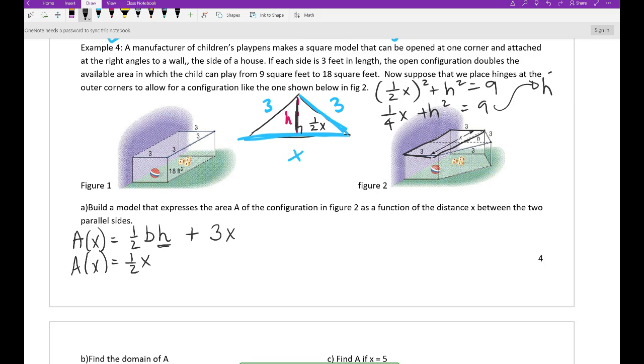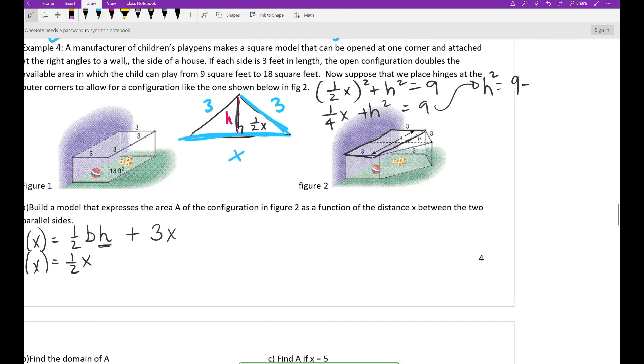So now h squared equals 9, take away 1/4 x squared. I meant x squared. 1/4 x squared. Can I take the square root? Do you want to find common denominator first or square root first? Square root first. Now h is the height, right, class? So do I need to worry about plus and minus? No. Okay, so here we go. H equals positive square root of 9 minus 1/4 x squared.